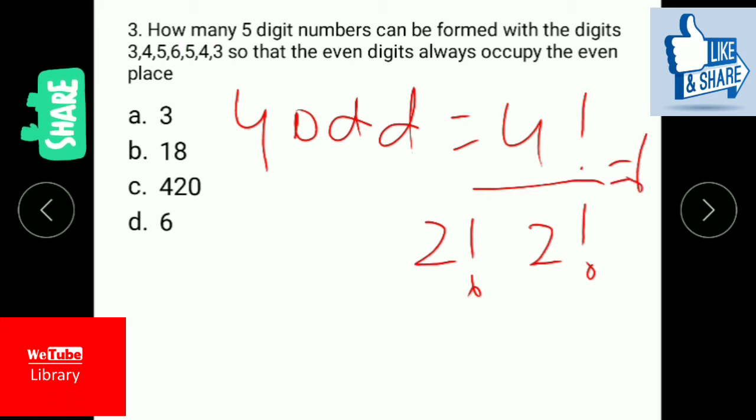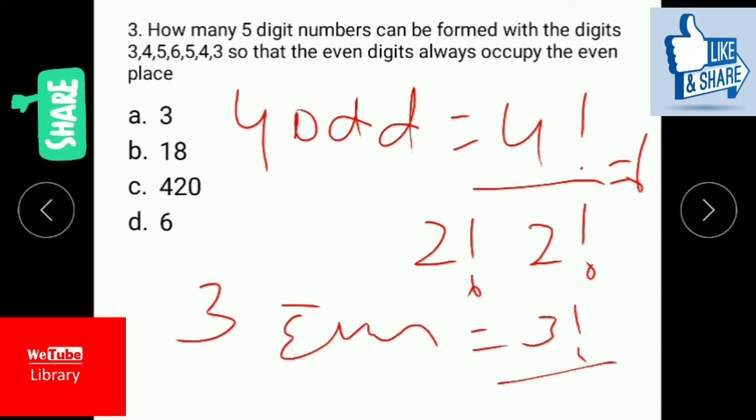And the even digits are 3 even digits, and we have 2 positions. The 3 even digits can be arranged in 3 factorial, and 4 is repeated twice, so divide by 2 factorial, then you will get 3. You multiply 6 into 3, and 18 is the answer.